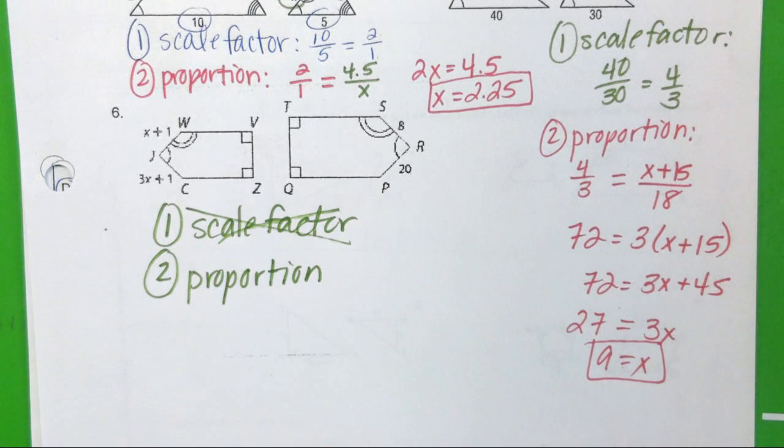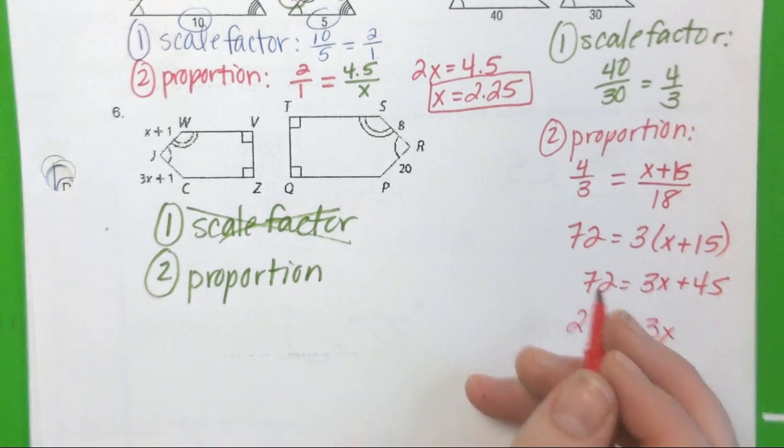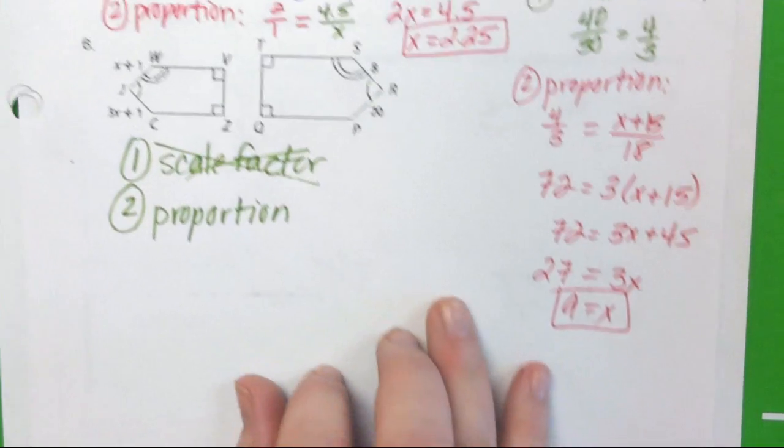If I want to set up a proportion, I could do whatever. Not Ayana. Not Derek. I would love to hear someone from Emmy's group. I need two fractions. What are my two fractions?